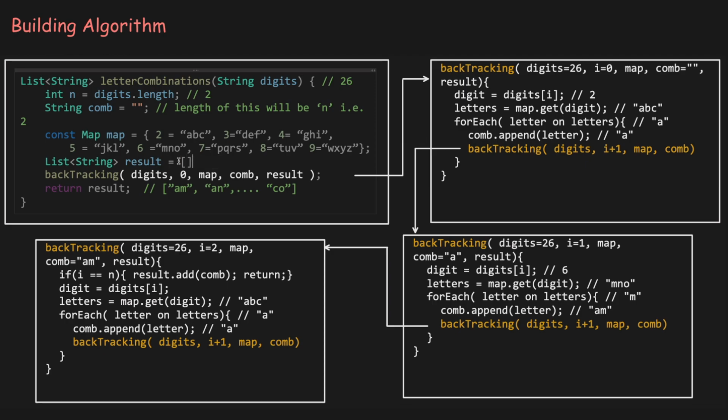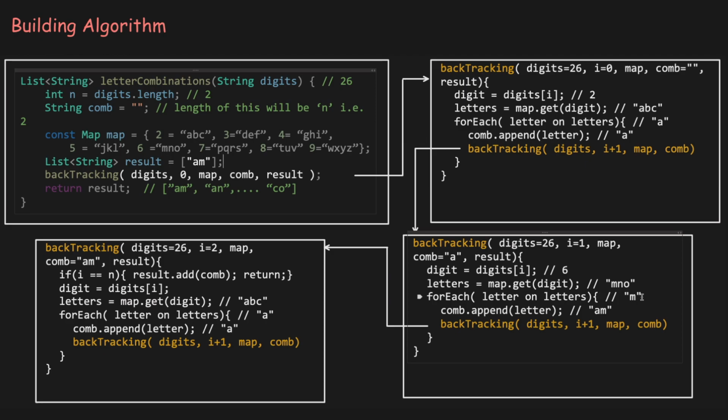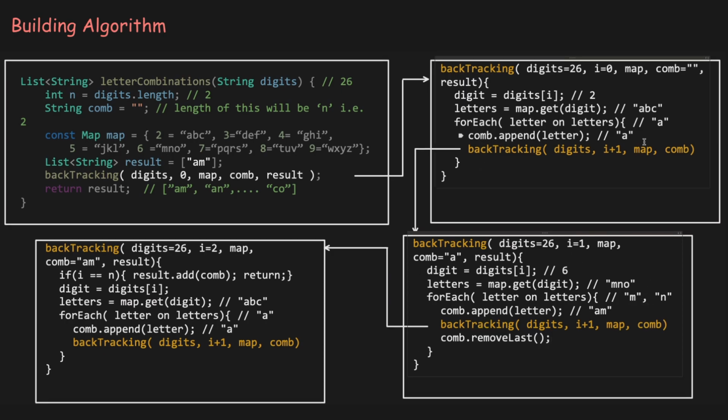Now we have returned from this recursive call and we reach inside the for loop for 6. We have to repeat the process for other letters of 6. But before doing so, we need to remove the appended letter m, because if we don't, the new combination would still have m and we don't want that to happen. So we will remove the last character from the combination string.